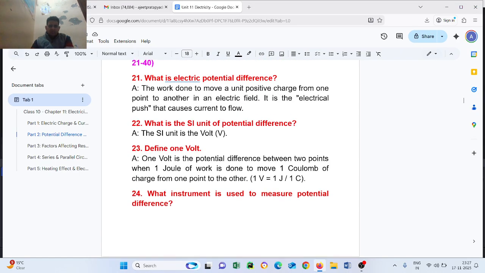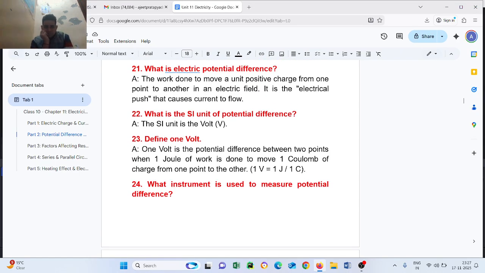Question number 23. Define the volt. 1 volt is the potential difference between 2 points when 1 joule of work is done to move 1 coulomb of charge from one point to the other. 1 V equals 1 J per C.